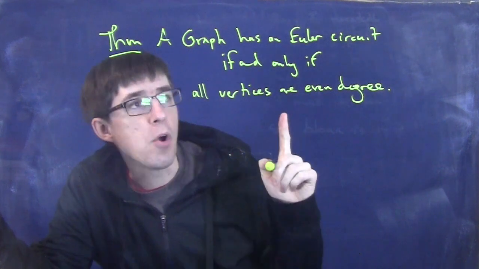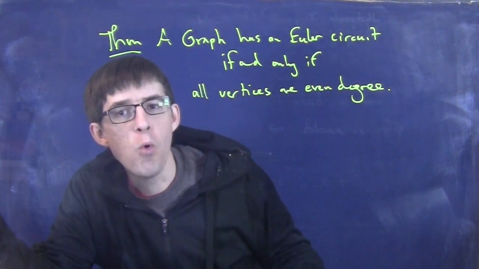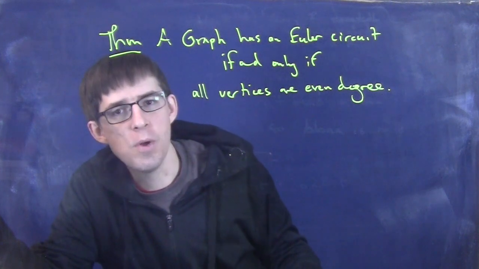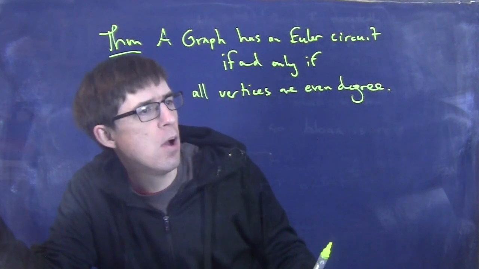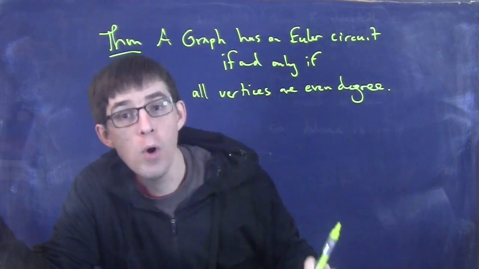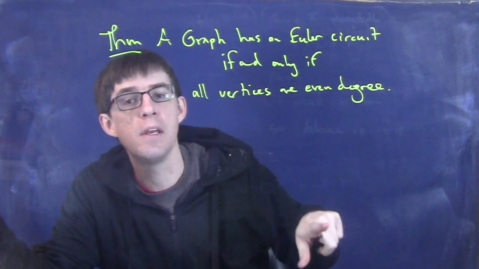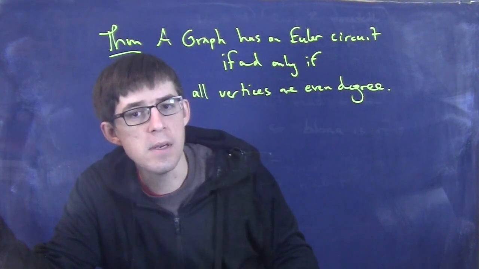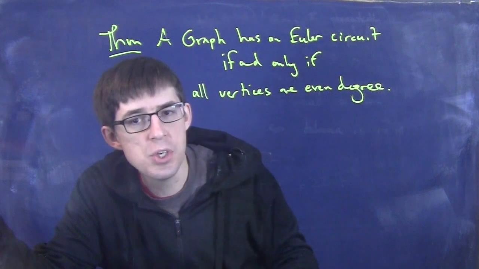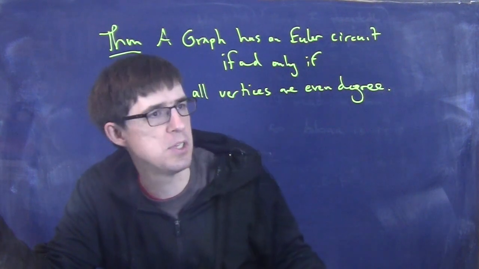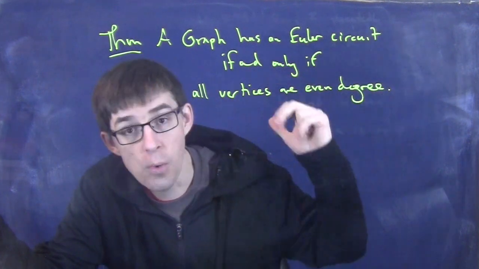All right, I want to talk about Euler's theorem about Euler circuits. This is the theorem. It says a graph has an Euler circuit if and only if all vertices are even degree. Remember, Euler circuit means it is a circuit in the graph. That is, it starts and ends at the same point, and the circuit uses every edge exactly one time. It hits every edge and has no repetitions of any edges. All right, that's what Euler circuit means.